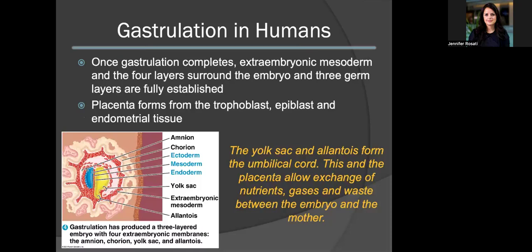Once the gastrulation process is complete, the extraembryonic mesoderm and the 4 extraembryonic layers will surround the embryo. As well, the 3 germ layers are fully established. The placenta then begins to form from the trophoblast, epiblast, and endometrial tissue. The yolk sac and allantois will in turn form the umbilical cord. This, combined with the placenta, will allow for the exchange of nutrients, gases, and waste material between the embryo and the mother.